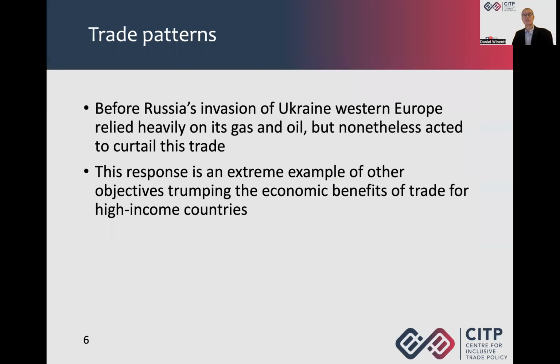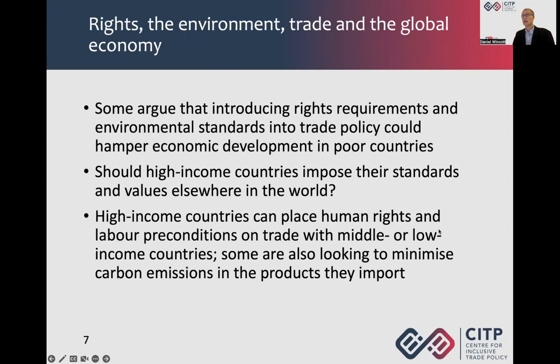Before Russia's invasion of Ukraine, Western Europe relied heavily on its gas and oil. Nonetheless, it acted after the invasion to curtail this trade. This is one example of how other objectives can trump the economic benefits of trade for high-income countries. And we can think about how that might play out in other kinds of contexts as well.